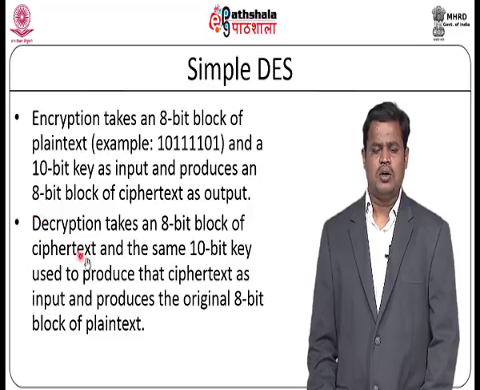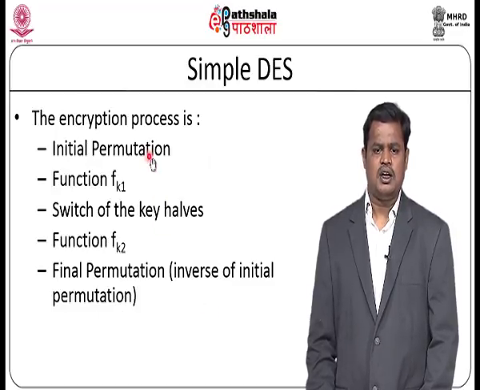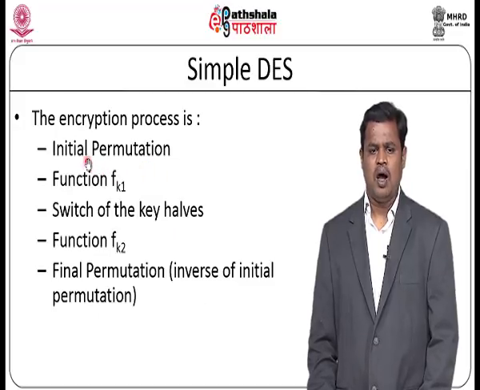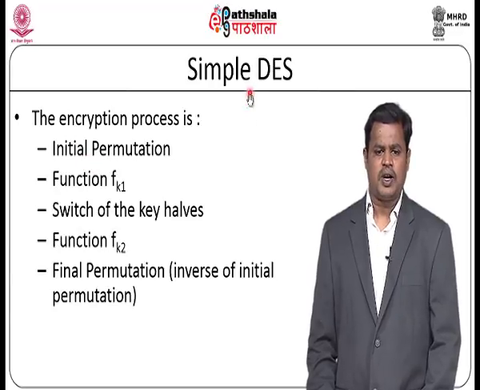The decryption is also going to be the same process, where it takes the 8 bit block of ciphertext and the same key, because it is a symmetric key. During the encryption and the decryption it must use the same key, where it takes the 10 bit key and the ciphertext as input and produces the 8 bit plain text as the output. So, the operations within a round, each encryption round process, we already know. For this simplified DES we are going to consider only 2 rounds, that is why we have 2 functions here.